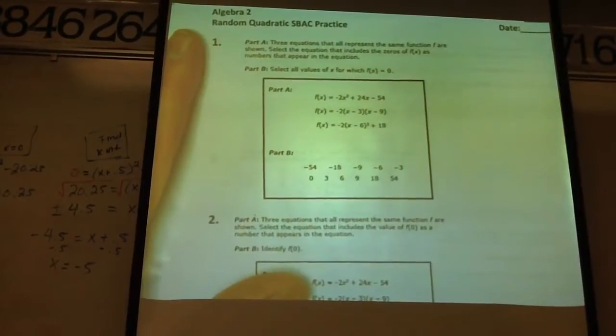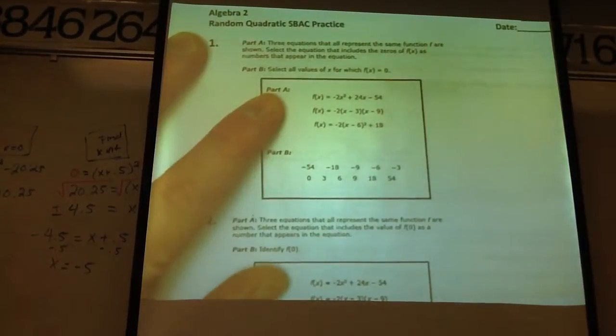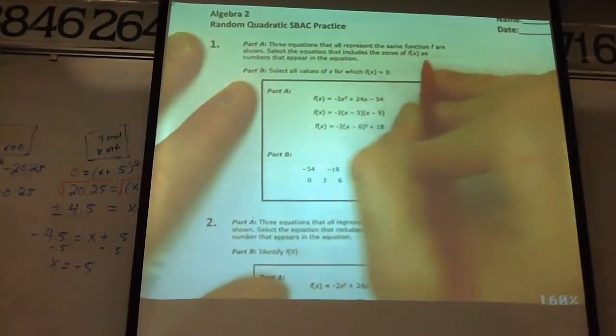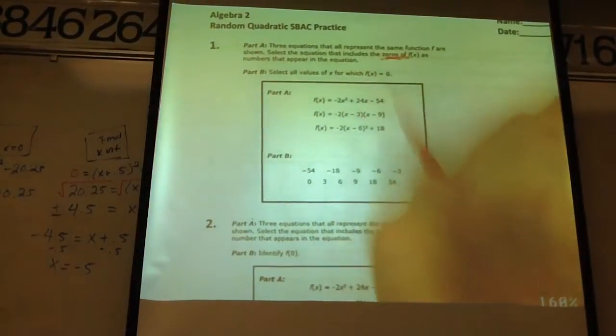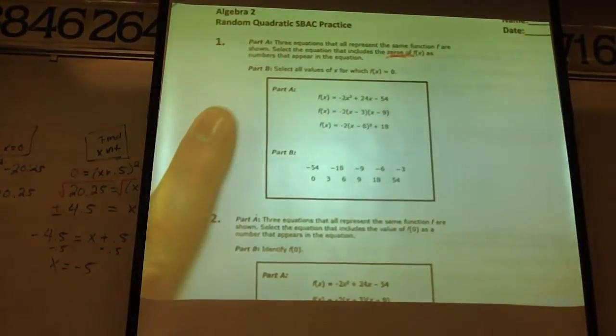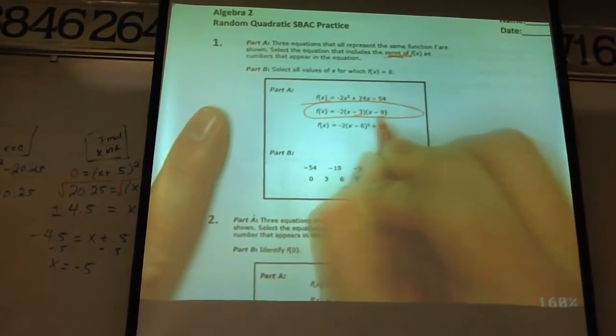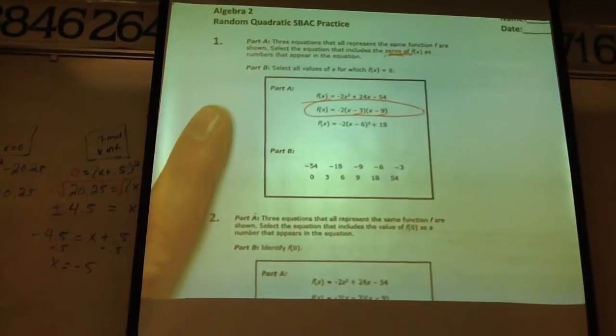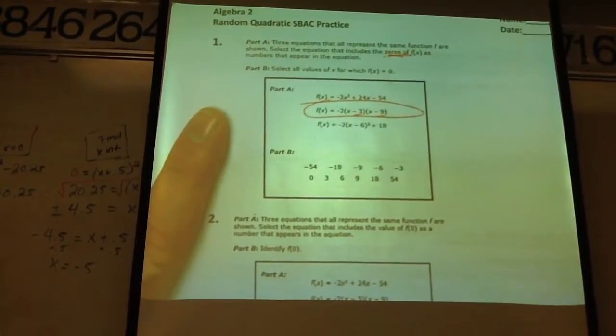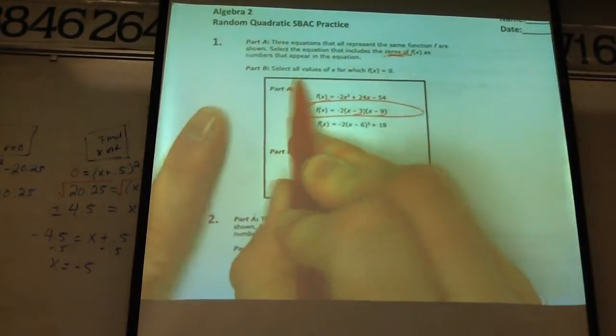The 3 equations are all the same. Blah, blah, blah. Select the equation that includes the zeros. Which version shows the zeros? The second one. Shows you the x-intercepts, right? You gotta change the sign, but they're there. It's 3 and 9. That would be the x-intercepts. And then that gives you the answer for B.